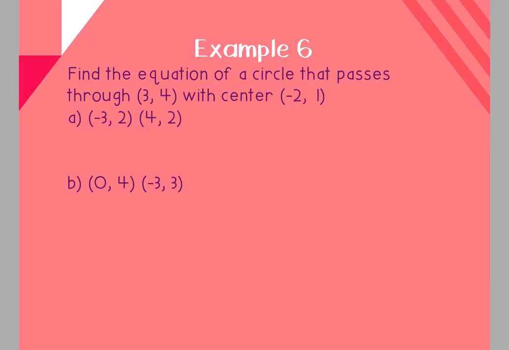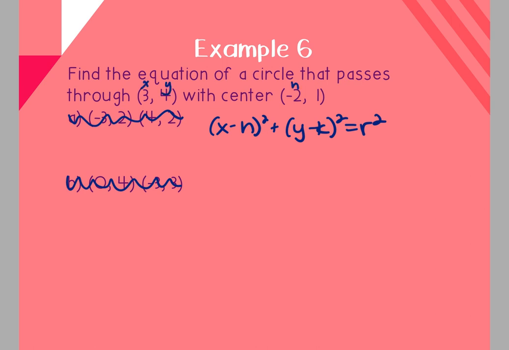All right, so first kinds of questions. Okay, so just ignore my notes. Find the equation of a circle that passes through 3, 4 with a center of negative 2, 1. So my standard form would be x minus h squared plus y minus k squared equals r squared. From what I'm given, what do I already know? This is my x, this is my y, this is my h, this is my k.